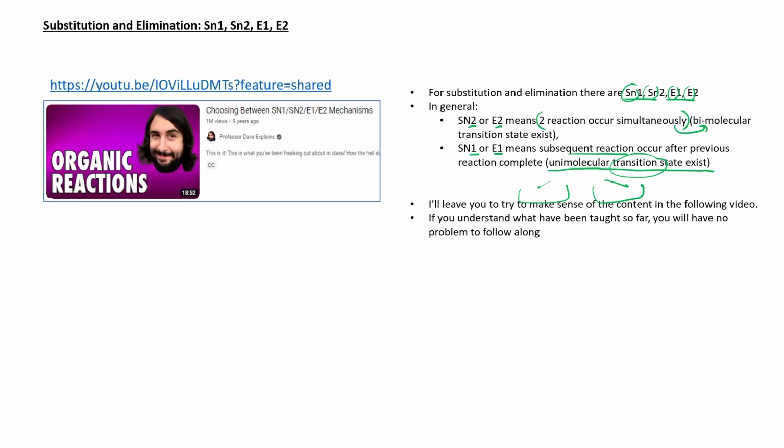Okay, for this I will not go into detail, but you should study this video. This video gives you the idea of how to choose between the SN1, SN2, E1, E2 mechanisms. So if you understand what has been taught so far, then you will have no problem following along with this video. So I will leave it to you to watch this video. It is only 18 minutes, so hopefully you will understand the difference between the SN1, SN2, E1 and E2 mechanisms.